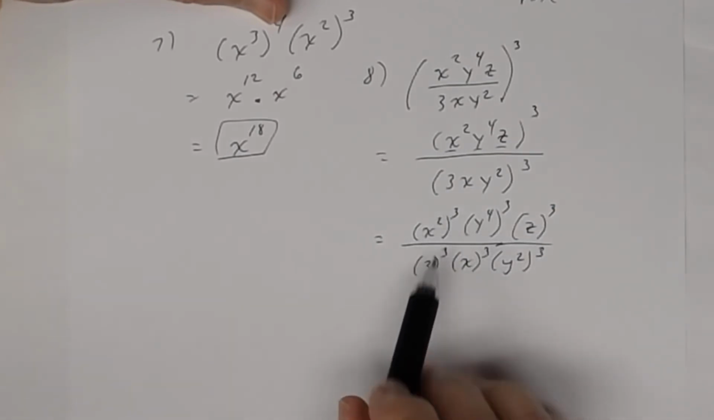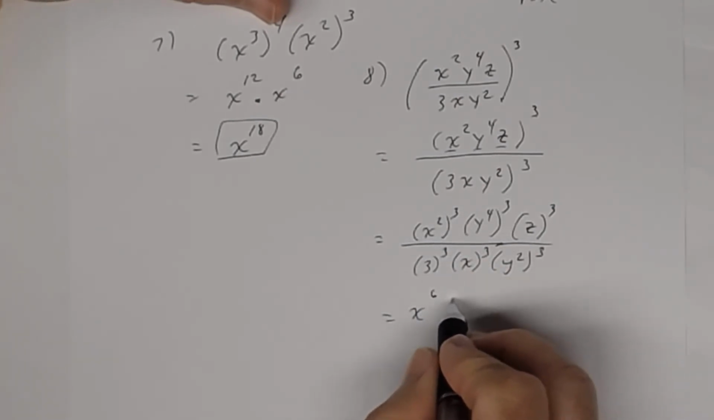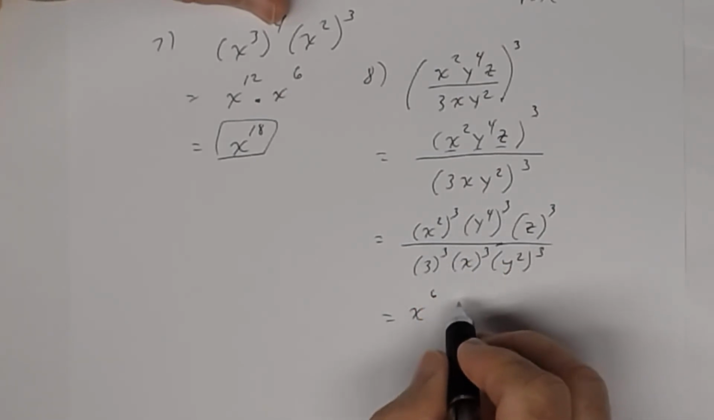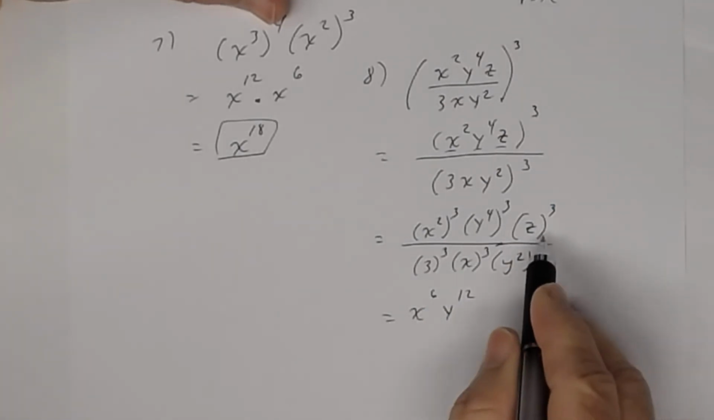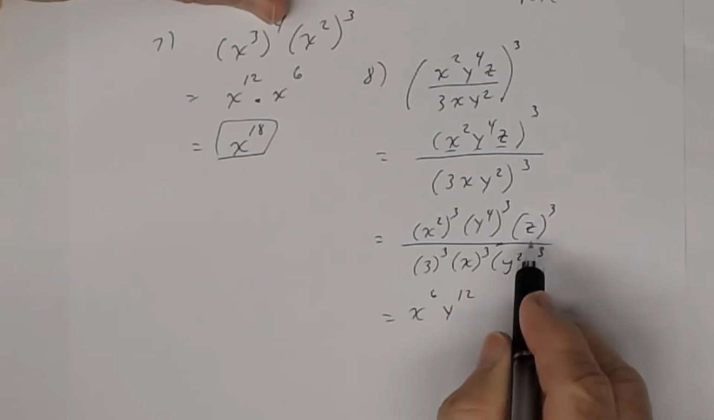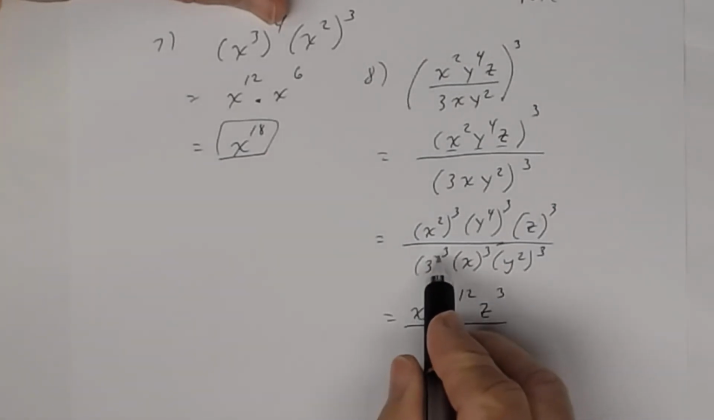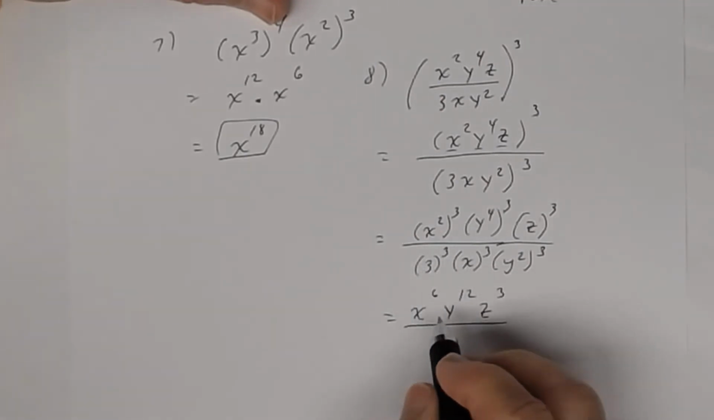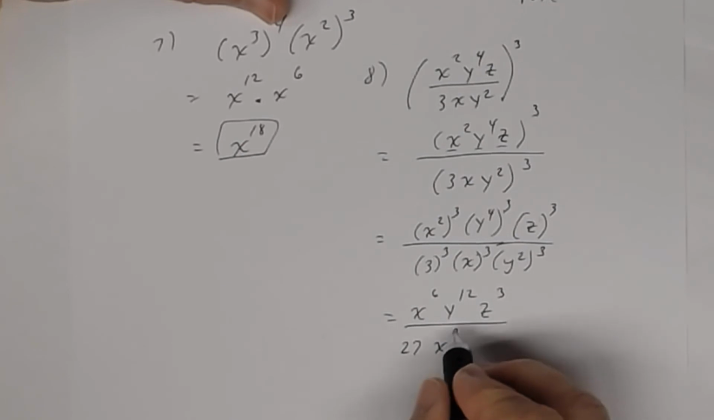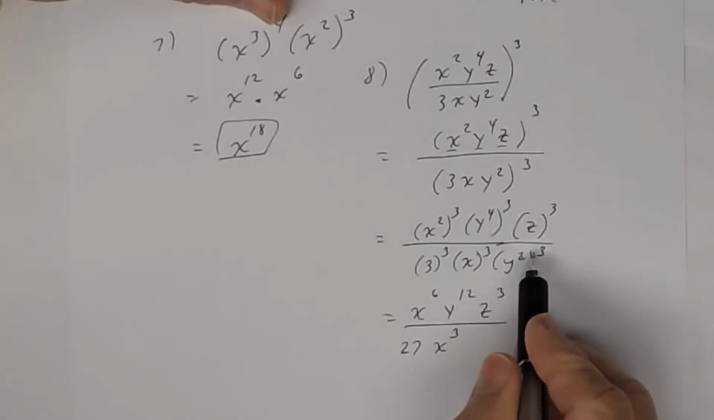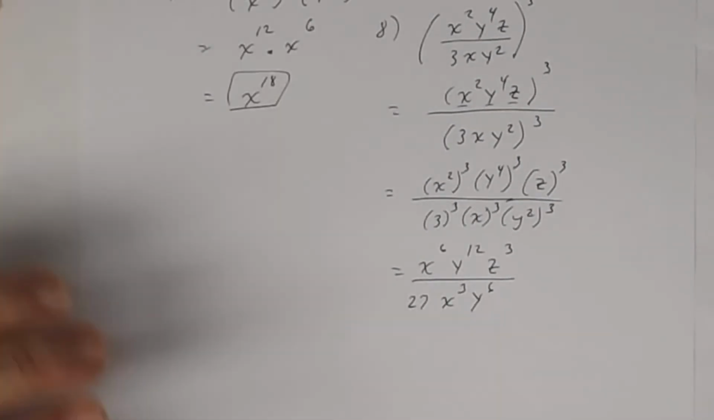So x squared cubed, using the power rule, that's x to the 6. Y to the 4th raised to the 3rd power, 4 times 3 is 12, so that's y to the 12th. And then z to the 1st cubed, so that'll be z to the 3rd power. All divided by 3 cubed. 3 times 3 times 3 is 27. x to the first cubed is x cubed. Y to the second power cubed, 2 times 3 is 6, so that's y to the 6. All right, so that's where I'm at, okay?